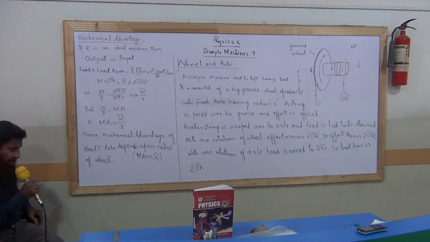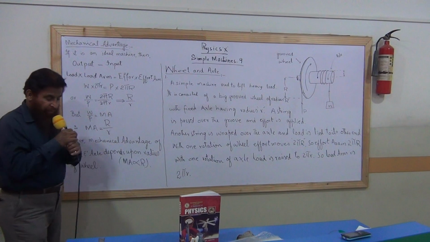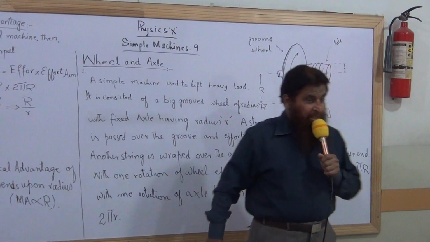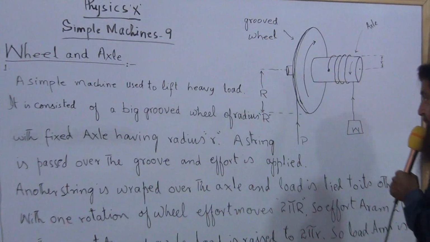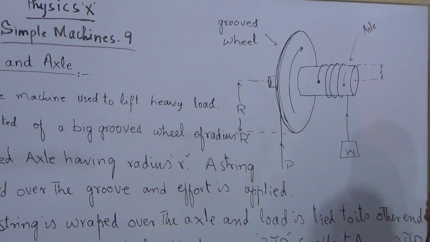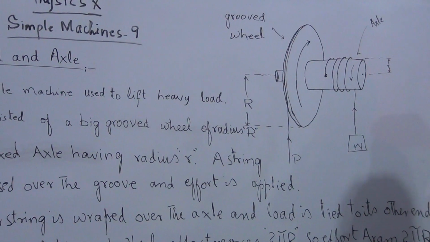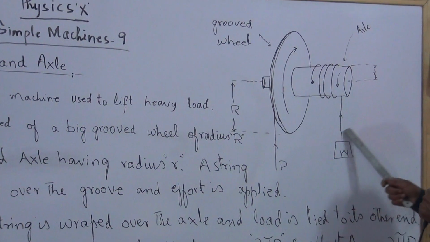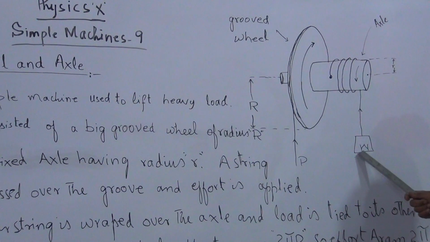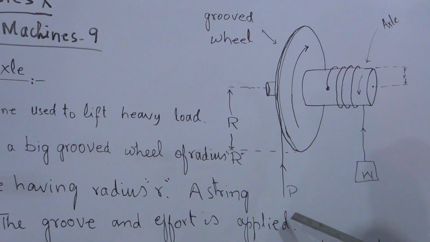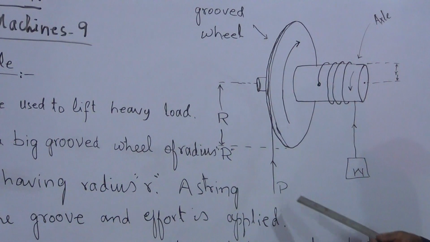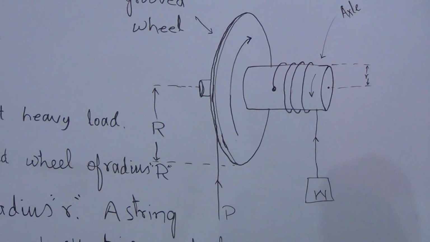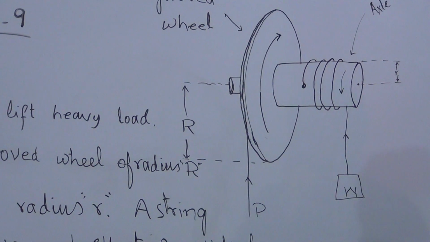Yes, dear student, the next machine is wheel and axle. You have seen in the villages, water is fetched from the well by the machine which is made up of wood. That is also wheel and axle. Effort is applied here and a bucket of water is placed with this rope. When you rotate the big wheel by one rotation, this load is lifted up by one rotation.